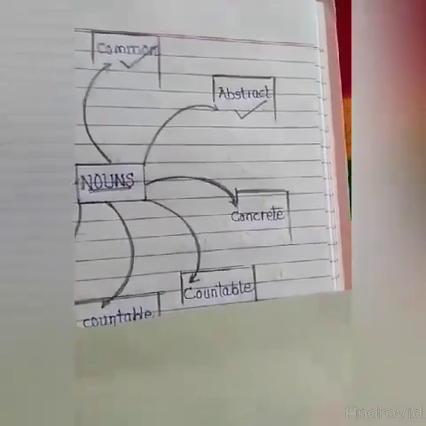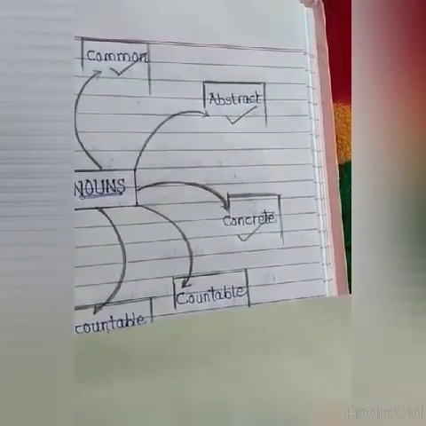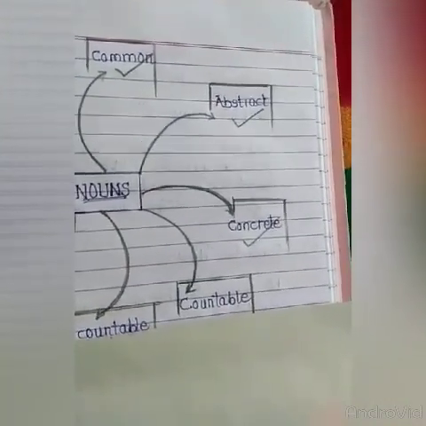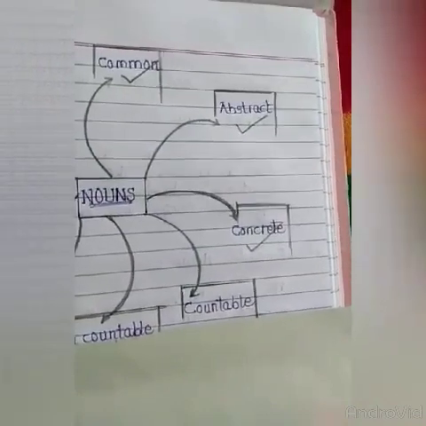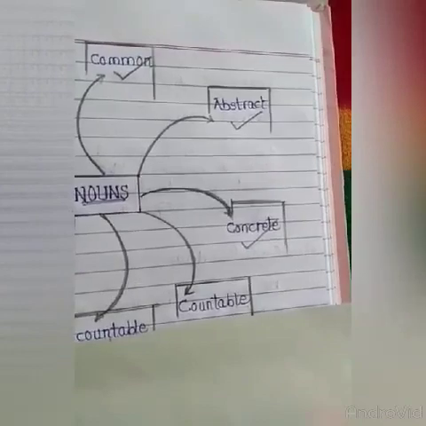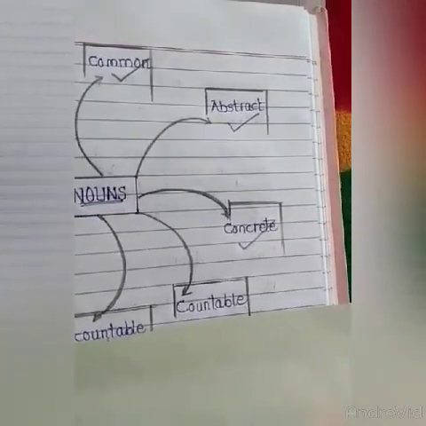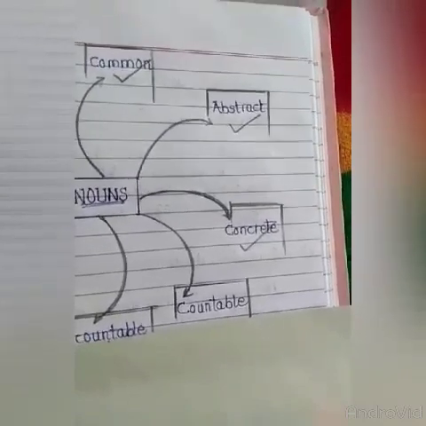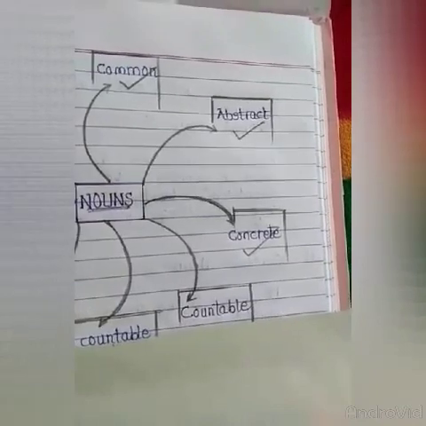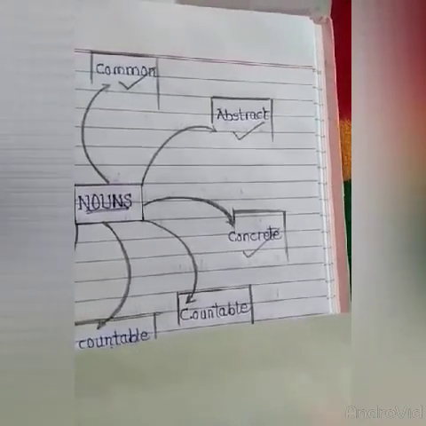Now let's move to concrete noun. A concrete noun is the exact opposite of an abstract noun. It refers to the things we see and that have physical existence. For example, chair, table, bat, ball, water, money, sugar, etc. It means concrete nouns are people, places, or things that we can experience with our 5 senses.